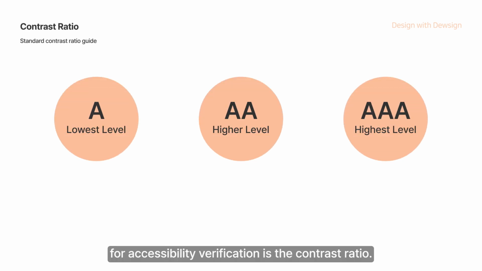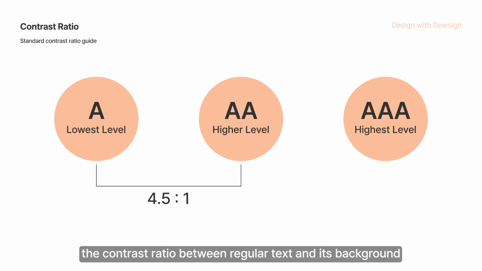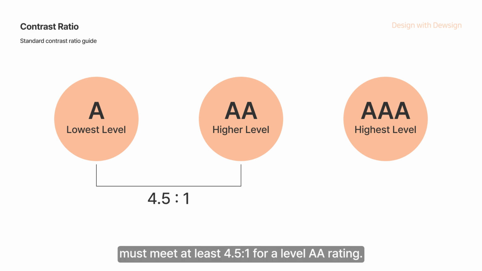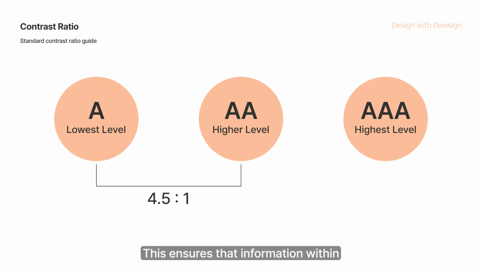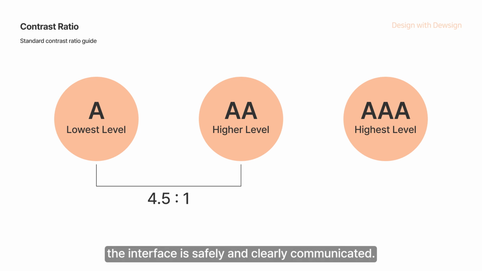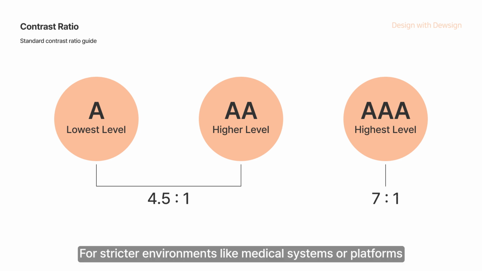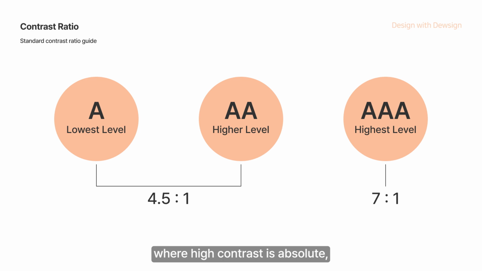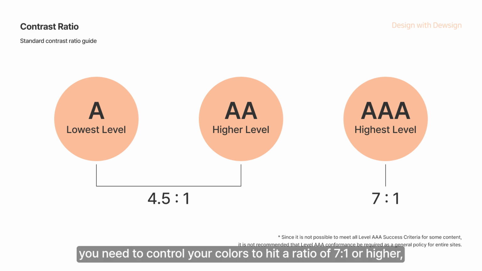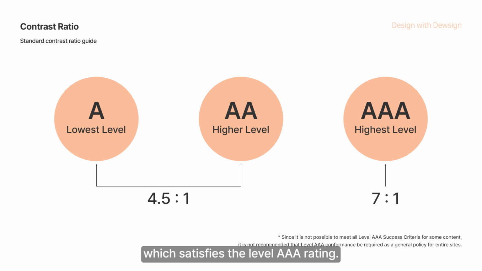The core standard for accessibility verification is the contrast ratio. According to global web standard guidelines, the contrast ratio between regular text and its background must meet at least 4.5 to 1 for a level AA rating. This ensures that information within the interface is safely and clearly communicated. For stricter environments like medical systems or platforms where high contrast is absolute, you need to control your colors to hit a ratio of 7 to 1 or higher, which satisfies the level AAA rating.